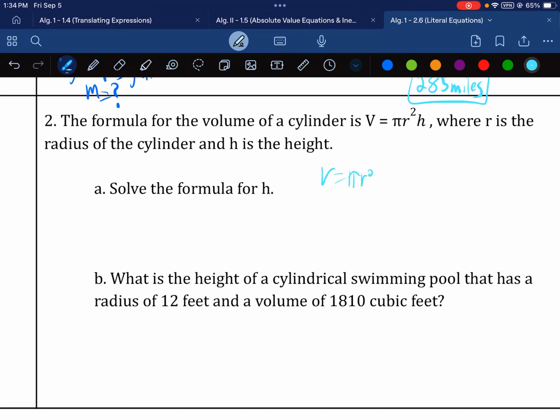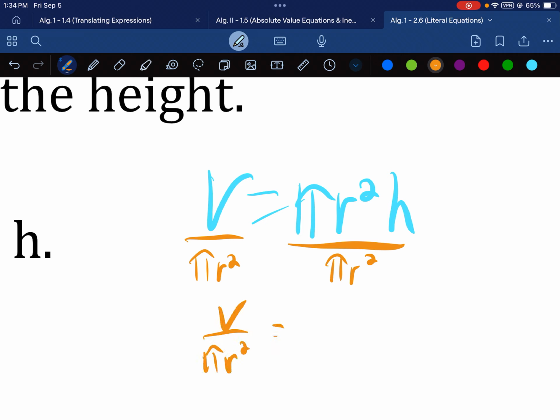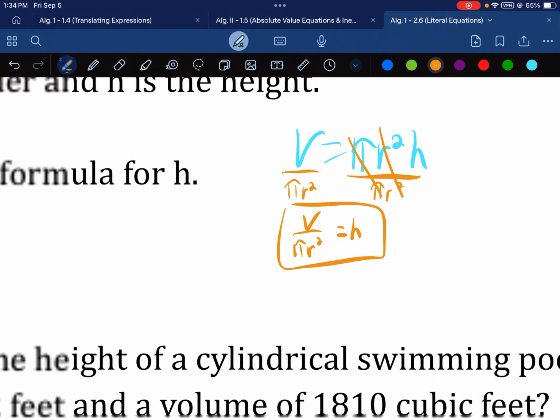So V equals pi r squared h. To solve for h, we say h is being multiplied by pi r squared, so we're going to divide by pi r squared, and we do it to both sides. On the left-hand side, I don't know what V divided by pi r squared is, but I can write it. On the right-hand side, pi divided by itself is 1, r squared divided by itself is 1, anything other than 0 divided by itself is always 1. And we just get h. And so we successfully solved for h like it asked us to.